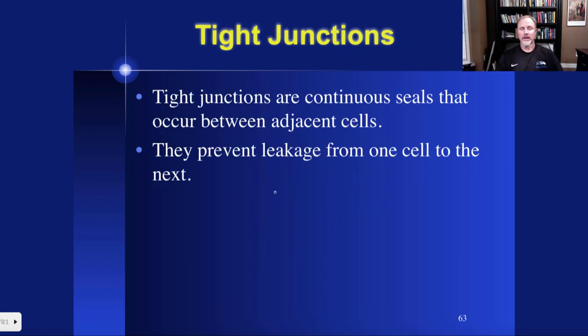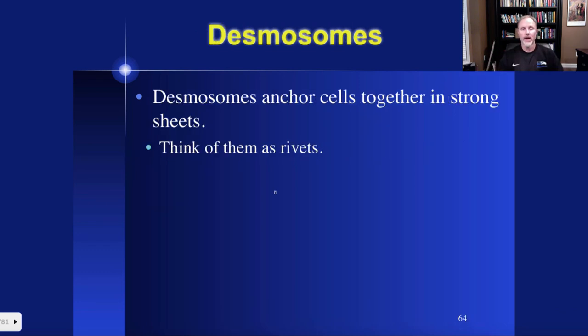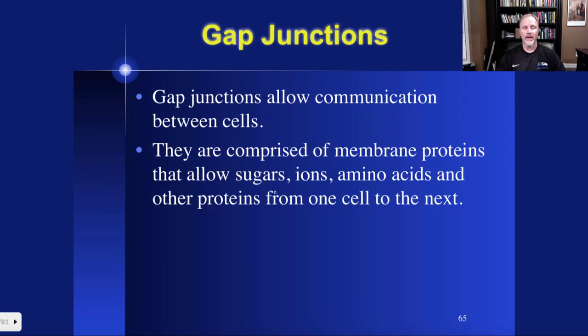Now, in animal cells, you'll have some tight junctions, and these are continuous seals between adjacent cells. What they're doing is preventing the contents of one cell from mixing with another cell. Other tissues are linked together very strongly by desmosomes, and you can think of these as rivets, or strong connections that hold the 2 cells together. And then gap junctions are very similar to the plasmodesmata that you would find in plants.